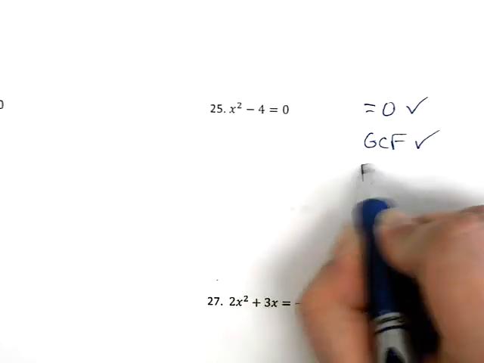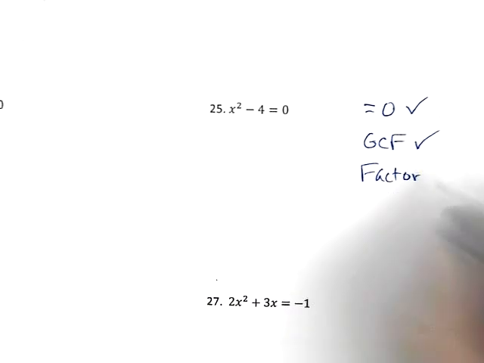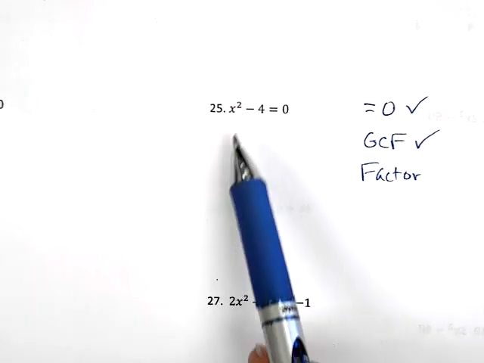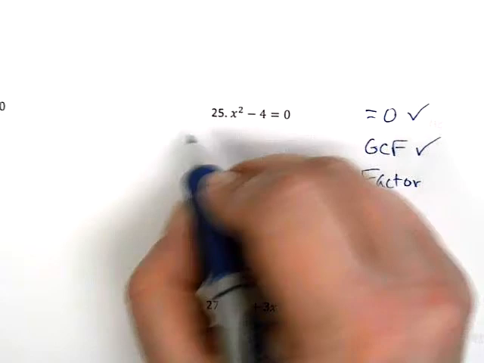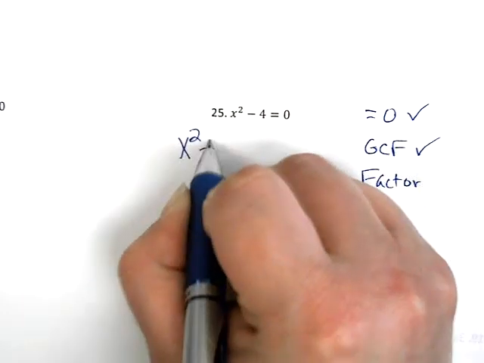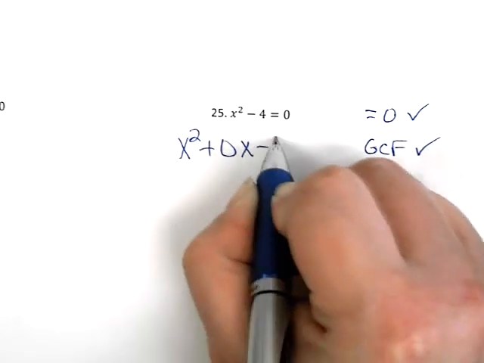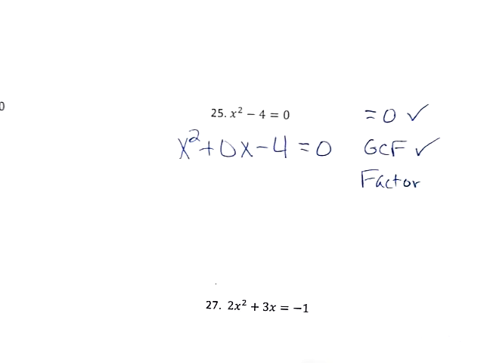Now I'm going to factor. Well, when I look at this, x squared minus 4, I notice that it still has the x squared because there was no GCF like there was in number 20 that we just did. But it's missing the middle term. So anytime you have an x squared and then just a constant, you're going to need to put in a 0x. So x squared plus 0x minus 4 equals 0.